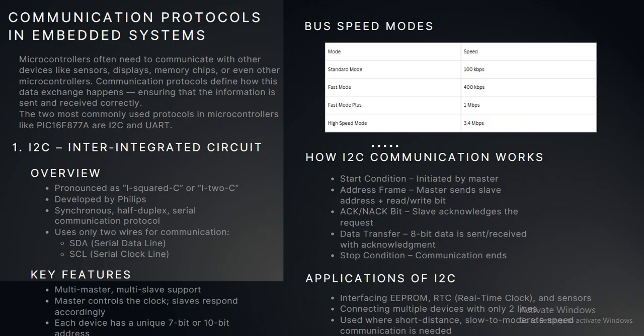So the key features of I2C are that it has multi-master, multi-slave support, and it responds accordingly to slaves, and each device has a unique 7-bit or 10-bit address. So we can see the applications of I2C, which is used to connect multiple devices with only 2 lines.